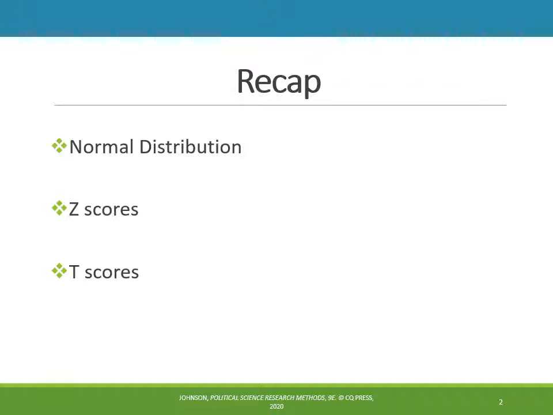So let's recap briefly. Last lecture, we talked about the normal distribution, z-scores, and t-scores. And we pointed out the importance of using normal distribution to determine where exactly we stand as far as z-critical values and t-critical values so that we can understand the significance for the variables we're interested in studying. So we know that we use z-scores when we're dealing with larger samples. In the instances where we don't have larger samples, we use t-scores.